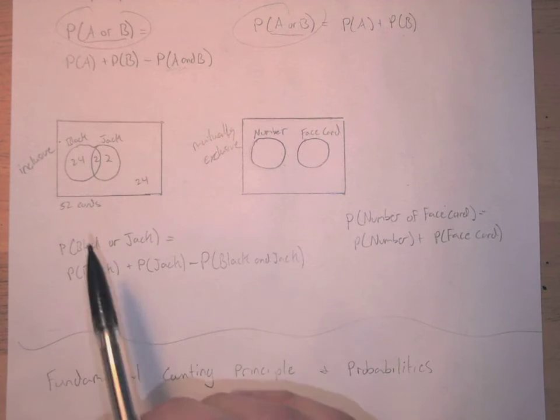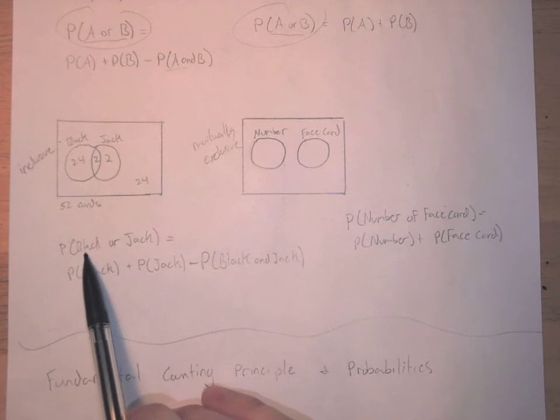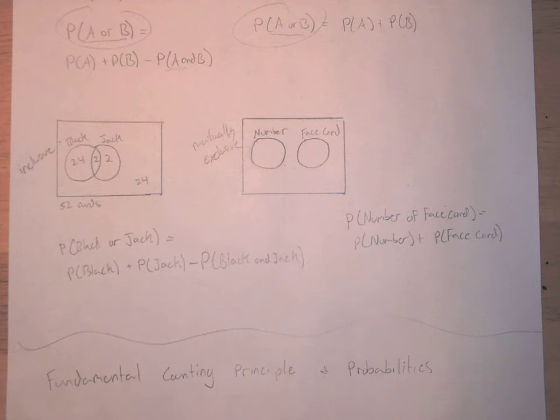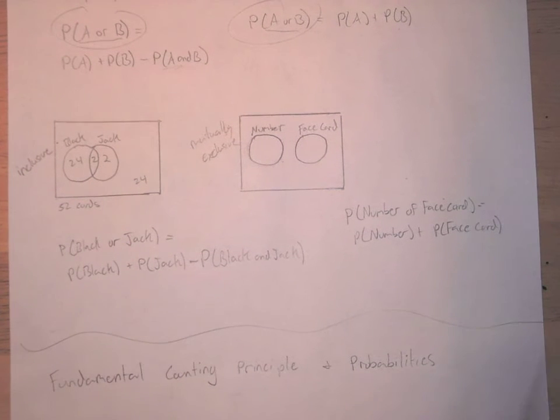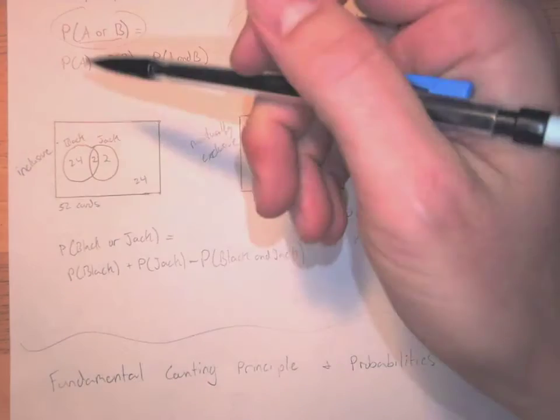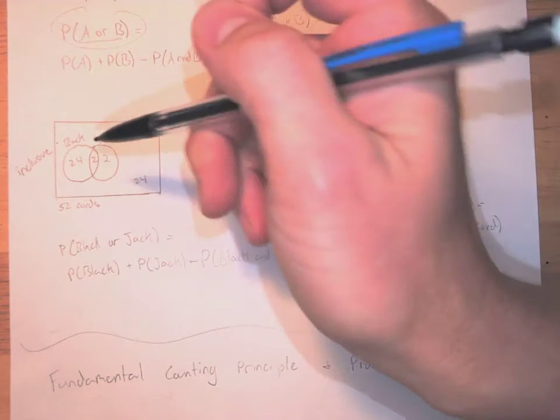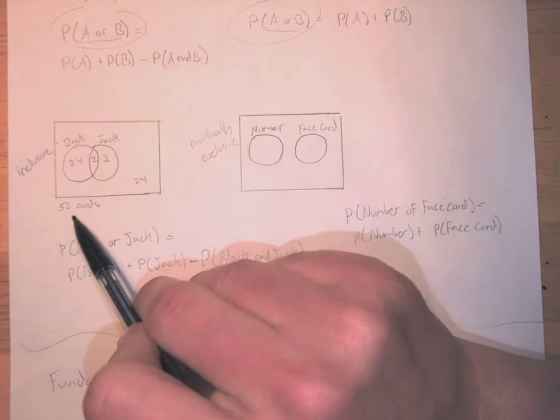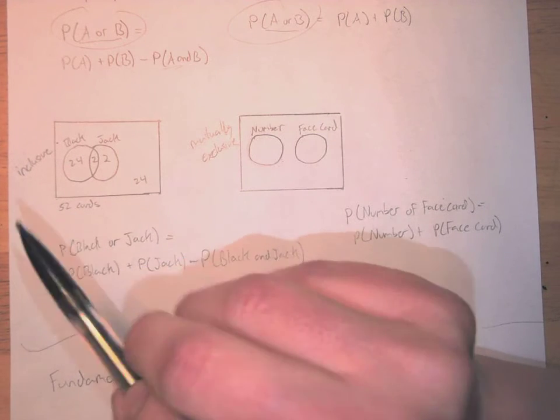Okay, so let's say I wanted to find the probability of black or jack. So I'm pulling one card from this deck, and I want to find the probability that it's black or a jack. Now we already talked about this example, but here's the idea. There's 26 black cards in a deck of 52 cards. Half of them are black.